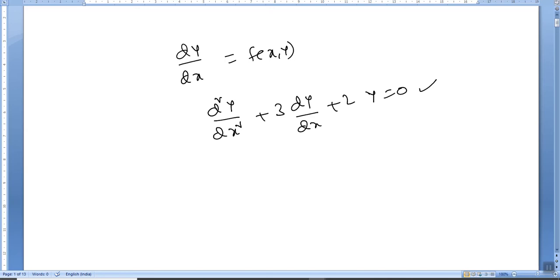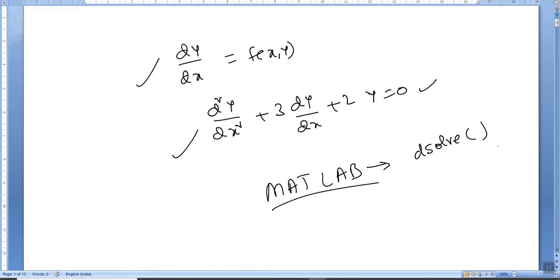Now, we will discuss another very important tool for solving such differential equations without finding the solution analytically. We can solve such a differential equation with the help of a very important tool, called MATLAB programming. With the help of MATLAB programming, we can solve ordinary differential equations, whether first order, second order or higher order. We have a variety of methods. In this lecture, we will discuss a very important function, the dsolve function. With the help of the dsolve function, we can solve such ordinary differential equations easily.